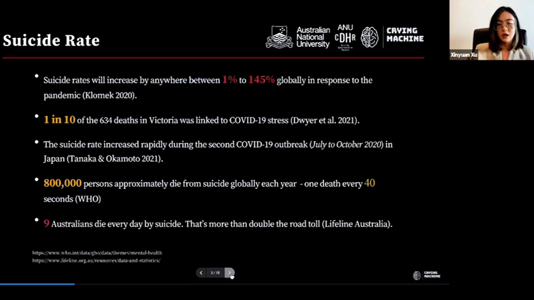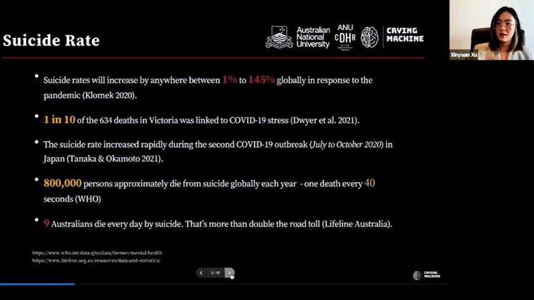More importantly, even before the pandemic, according to the WHO data, close to 800,000 people die by suicide every year, which is 1 person every 40 seconds. This means during this presentation, someone in the world died by suicide. And in Australia, 9 Australians die every day by suicide. That's more than double the road toll.